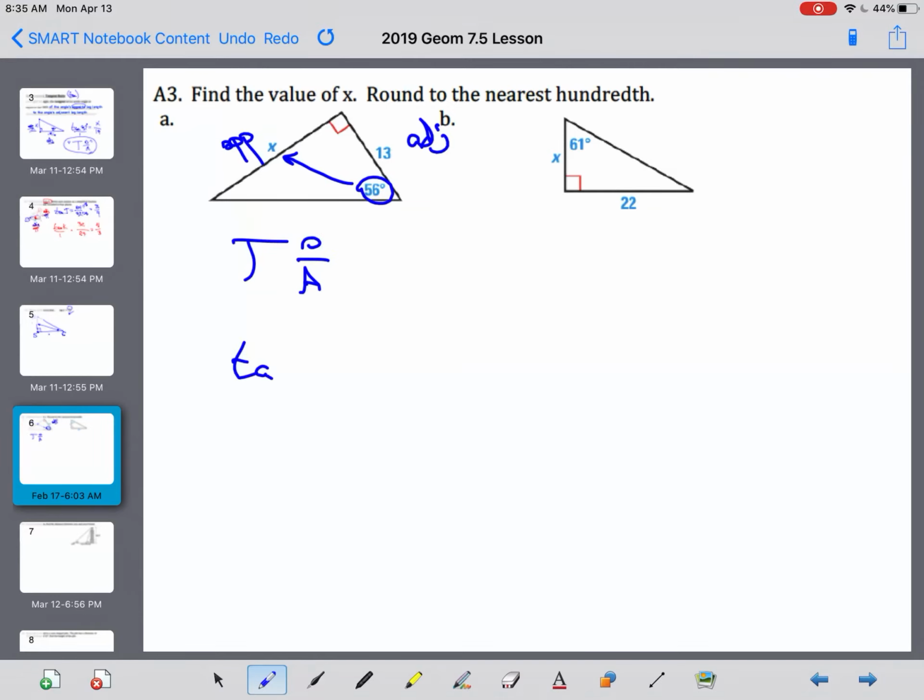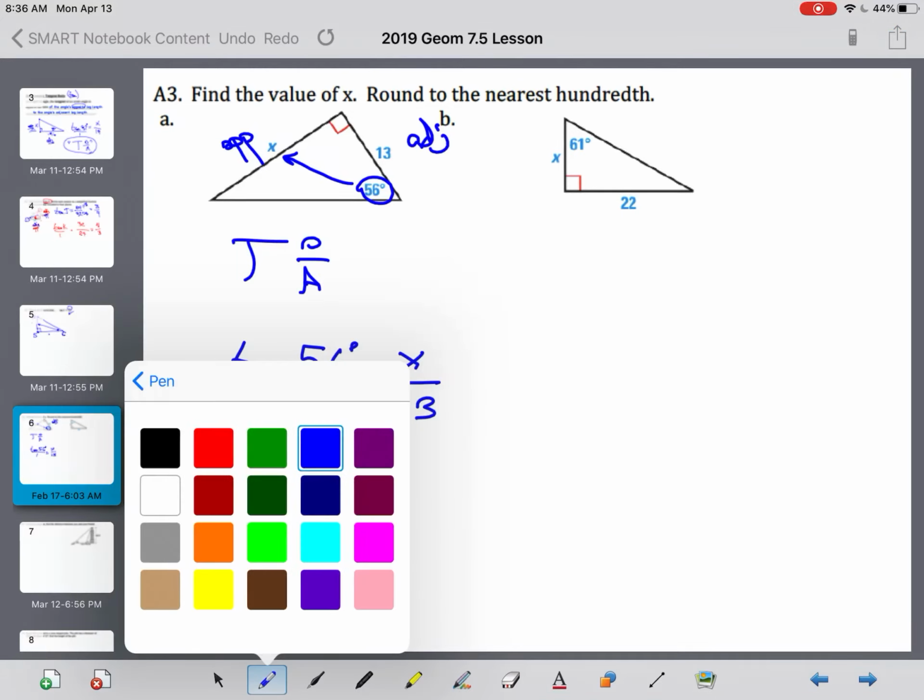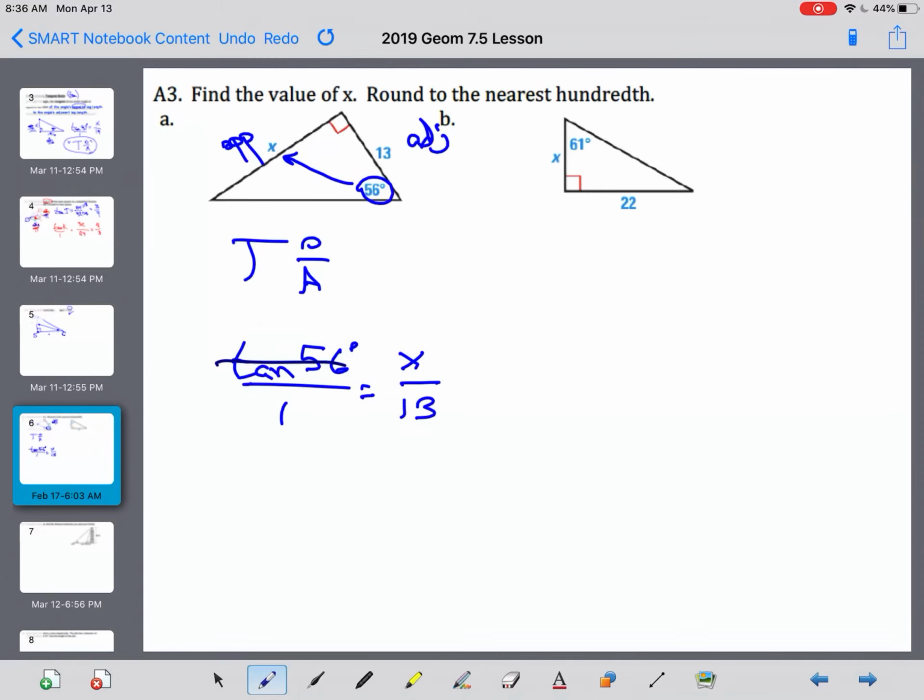So I'm going to say the tangent of 56 degrees over 1 equals x over 13, opposite over adjacent. Now we need our calculator to figure out the tangent of 56. Your phone has a scientific calculator on it, so you could use that. We want the nearest hundredth, so let's go a couple of decimal places here. I'm going to get 1.48 once I calculate it.